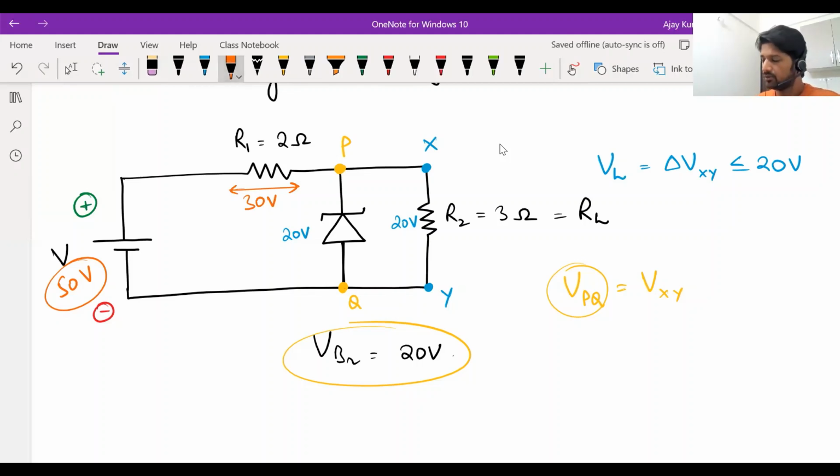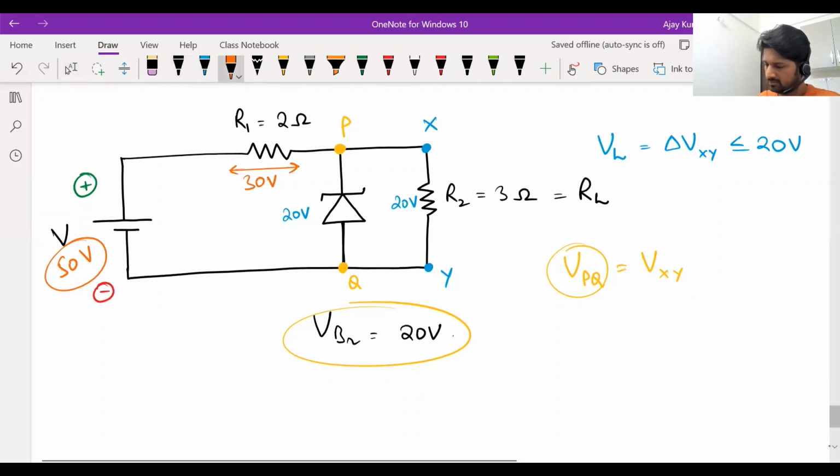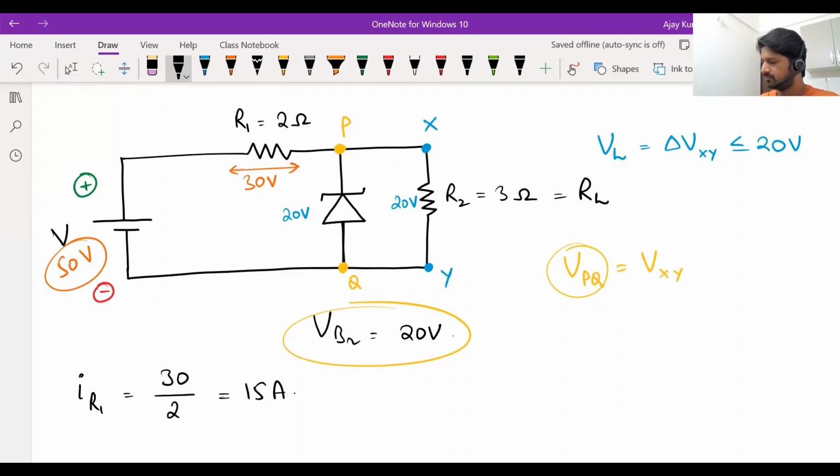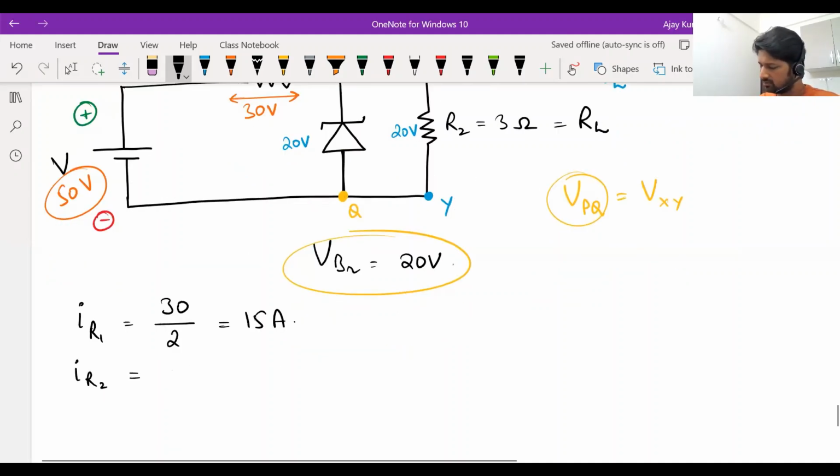Okay. Now you can calculate the currents. Current through R1: the voltage that you see now is 30, divided by its resistance, 2, is 15 ampere. Current through R2: R2's voltage is limited to 20, and that is what you see across R2. Current through R2 is 20 divided by its resistance, 3 ohms. So 20 by 3 is 6.67. That is the current through R2.